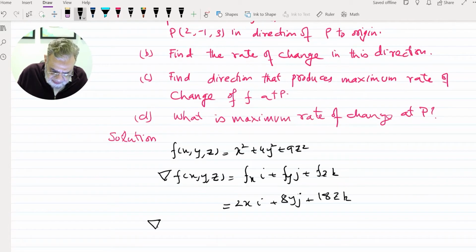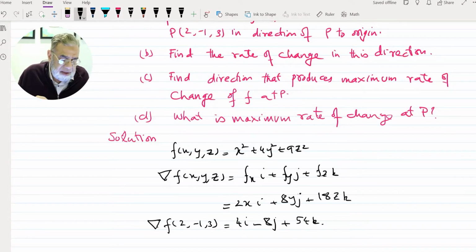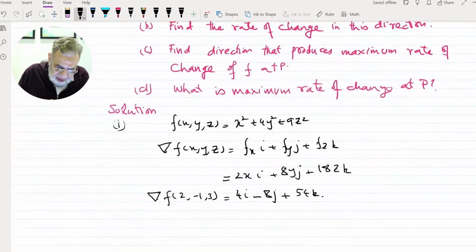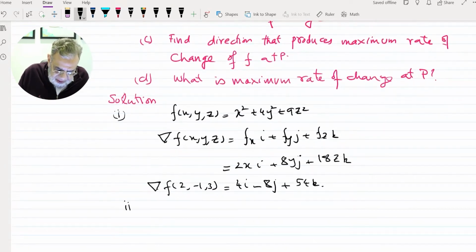So we want to find the direction at the point (2, -1, 3). My gradient at the point (2, -1, 3): x equal to 2, we get 4i; y equal to -1, we get -8j; and z equal to 3, multiplied by 18, we have 54k. Okay, so this is my gradient. Now this is number 1. Number 2, to find the directional derivative, I need the vector. Now the vector is from P to the origin. My point P is (2, -1, 3), and my origin is (0, 0, 0).